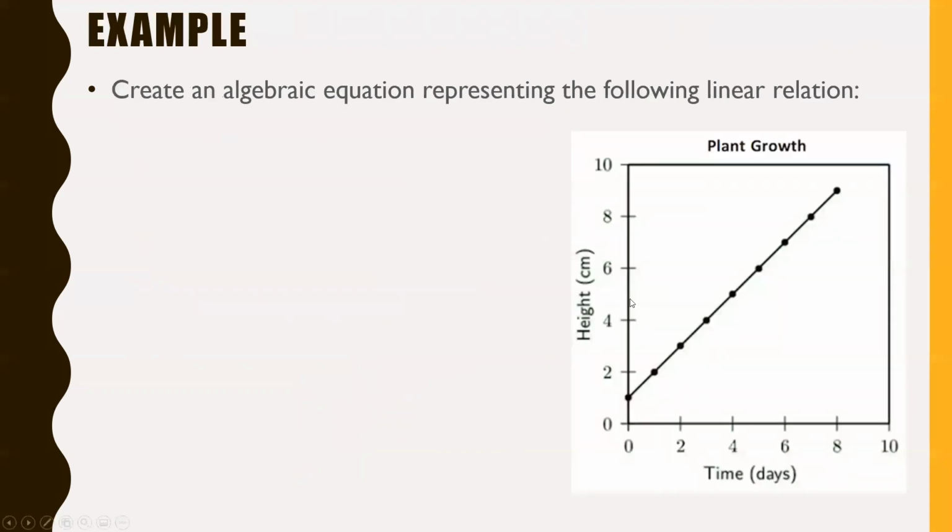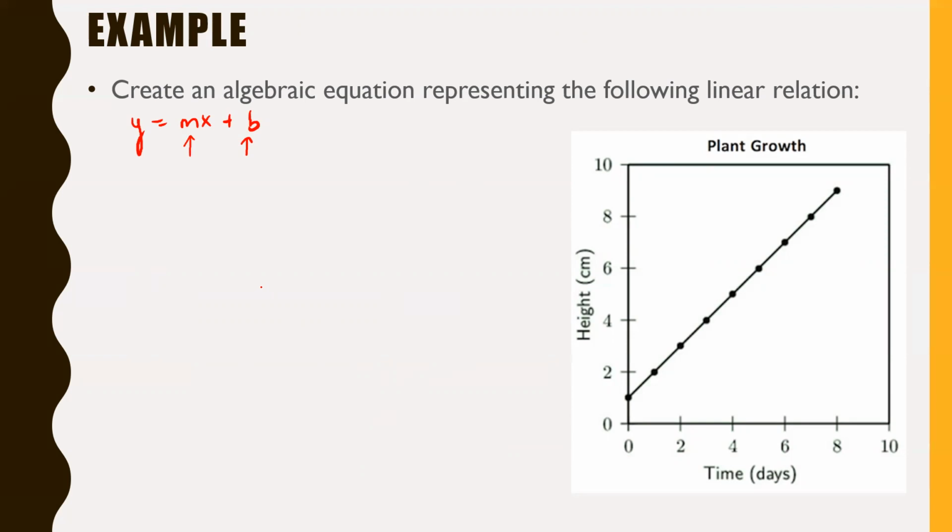Let's move on. So create an algebraic equation representing the following linear relation. We're back to this graph again. Probably because it was a pretty good one, actually. I just found it on Google. I'm not going to lie. So it's the plant growth one again. If we're going to make this into a linear equation, or an algebraic equation is another way of saying it, we want y equals mx plus b. So our job is to find our m and find our b.